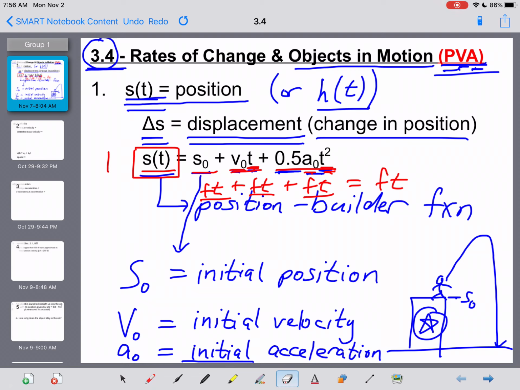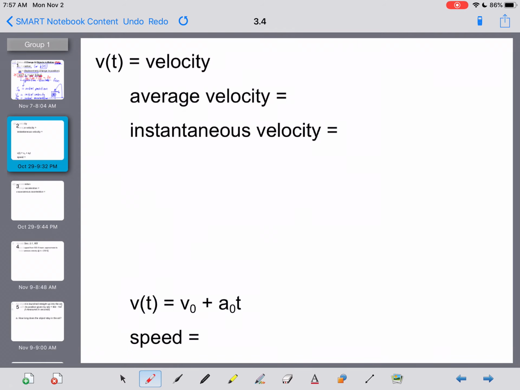So something to think about as we move forward. This formula right here doesn't show up a ton, but it's a good thing to have in your notes, everybody, because occasionally you will be asked to build a position function with a couple of key pieces of information. We'll come back to that a little bit later on in this section.